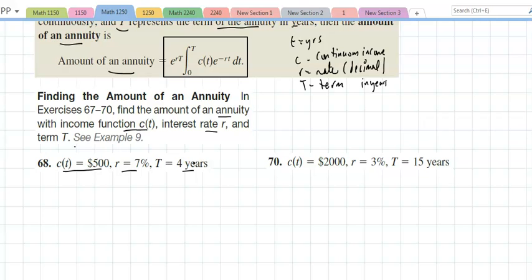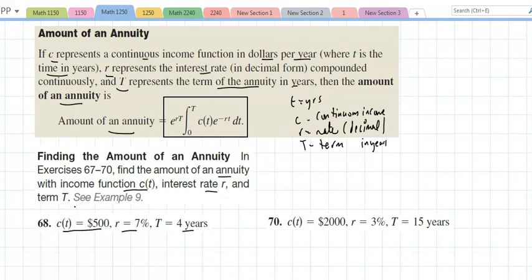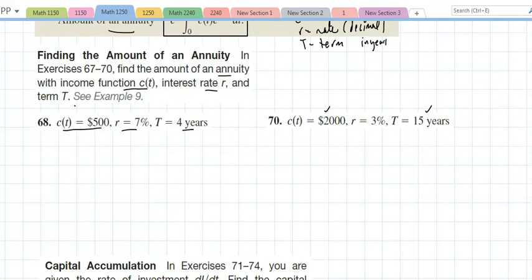So this is not you putting $500 one shot and waiting for years on it. No, this is you putting $500 every month or year. Let me see. Yeah, every year. I'm sorry. So you're putting in $500 the first year, $500 the second year, $500 the third year, $500 the fourth year. Here you're putting in $2,000 the first year, $2,000 the second year, $2,000 the third, for 15 years. Right? So continuous income in dollars per year. That's what you're putting. So you're using this yearly.